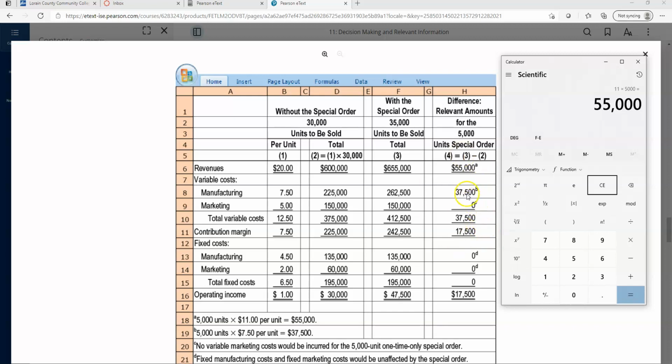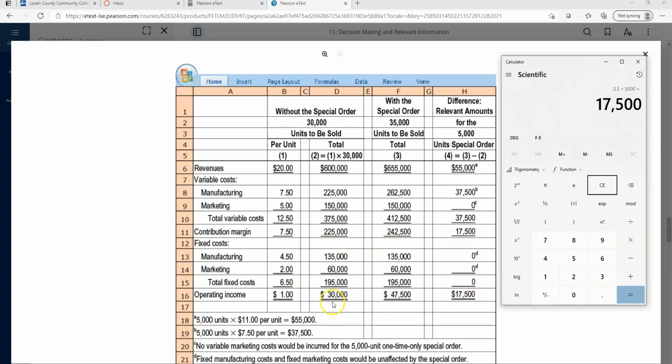So at the end of the day, let me just do this over here on a per unit basis on my calculator. Sales price of $11 minus the relevant costs in this situation of $7.50 gives me additional contribution margin of $3.50 per towel, and times 5,000 towels, I'm going to have additional contribution margin of $17,500, as we see over here in column H. And since there are no additional fixed costs, that additional contribution margin goes straight to the bottom line when we're talking about operating income.